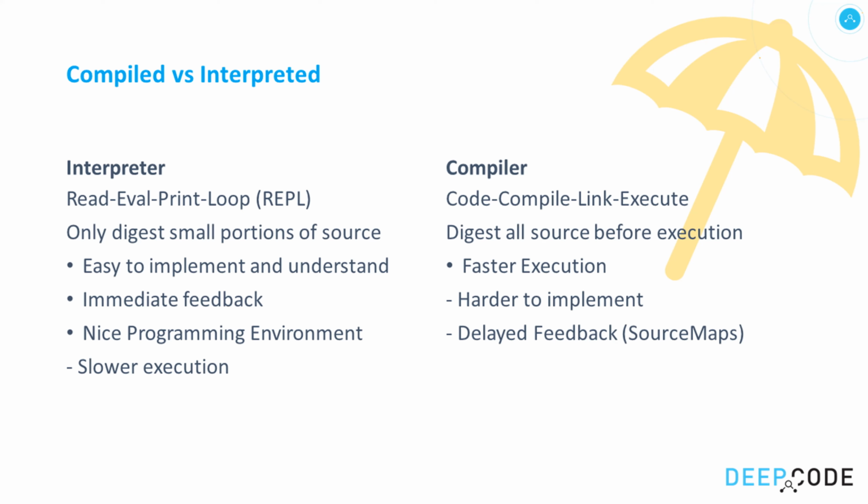Another thing is the delayed feedback, and I've written here source maps as an example. You have to understand that the original source code and what is actually running on the machine is not the same thing anymore. So if you want to debug, for example, you need to have debugging information within what is executed on the machine so that you actually can make sense out of it from where it came from in the original source. So this is a bit of an extra complexity that comes with compilers.